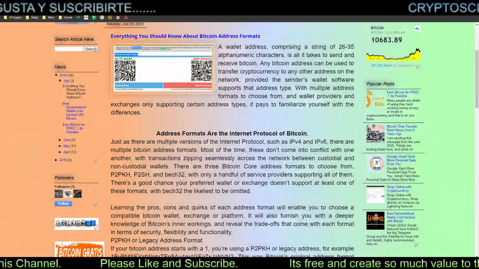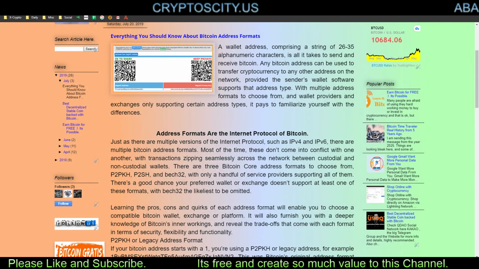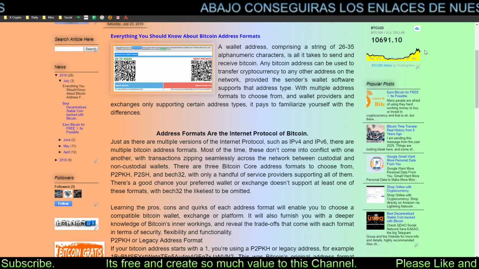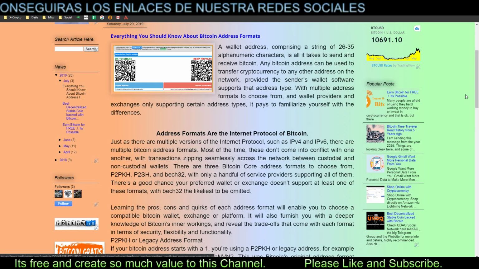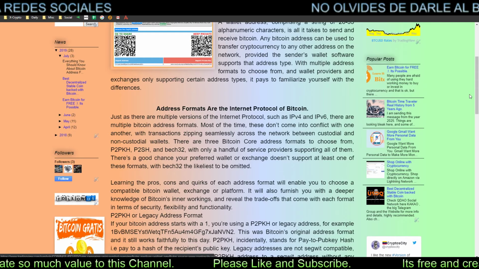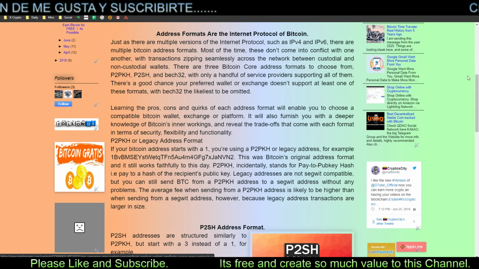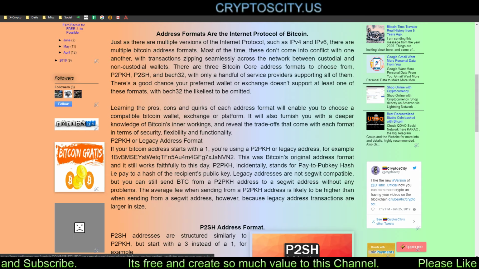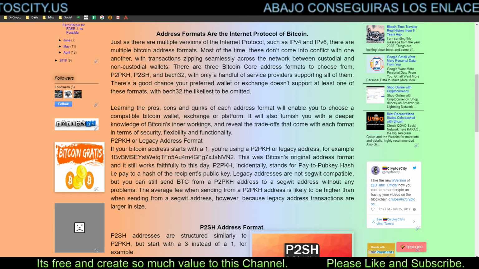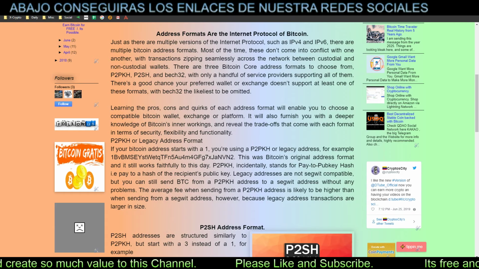With multiple address formats to choose from, and wallet providers and exchanges only supporting certain address types, it pays to familiarize yourself with the differences. Address formats are the Internet Protocol of Bitcoin. Just as there are multiple versions of the Internet Protocol, such as IPv4 and IPv6, there are multiple Bitcoin address formats. Most of the time, these don't come into conflict with one another, with transactions zipping seamlessly across the network between custodial and non-custodial wallets.